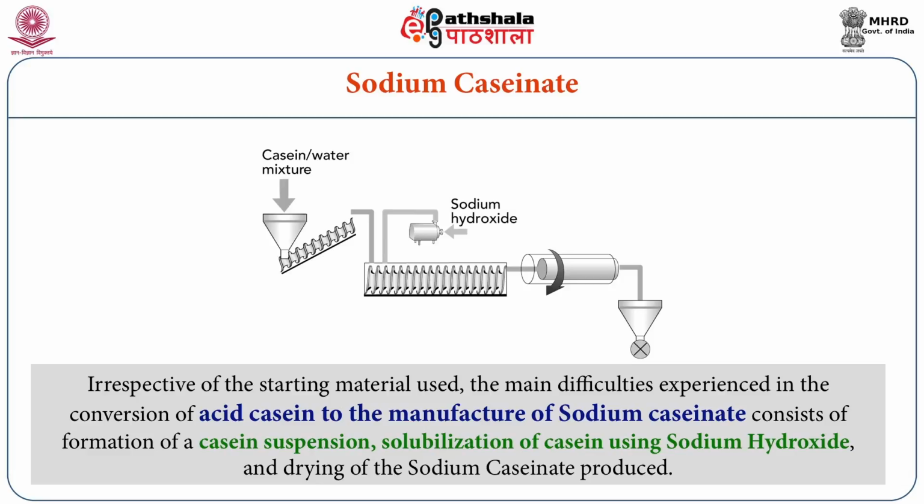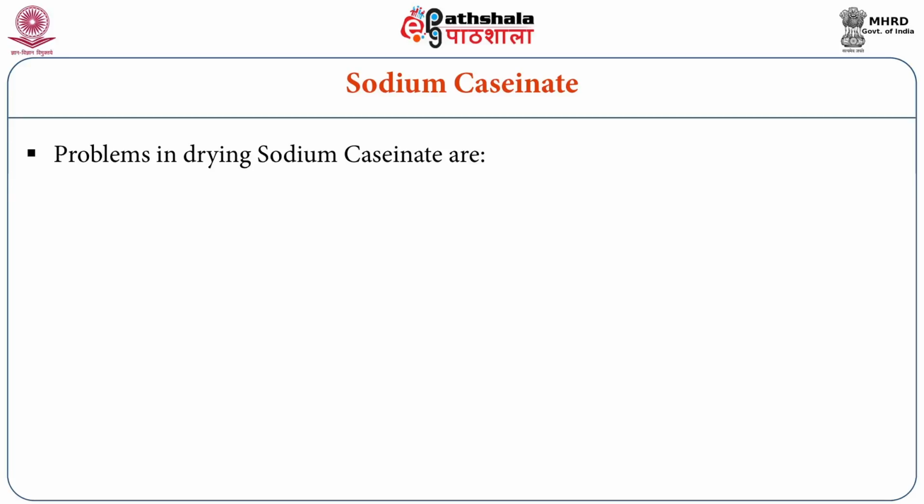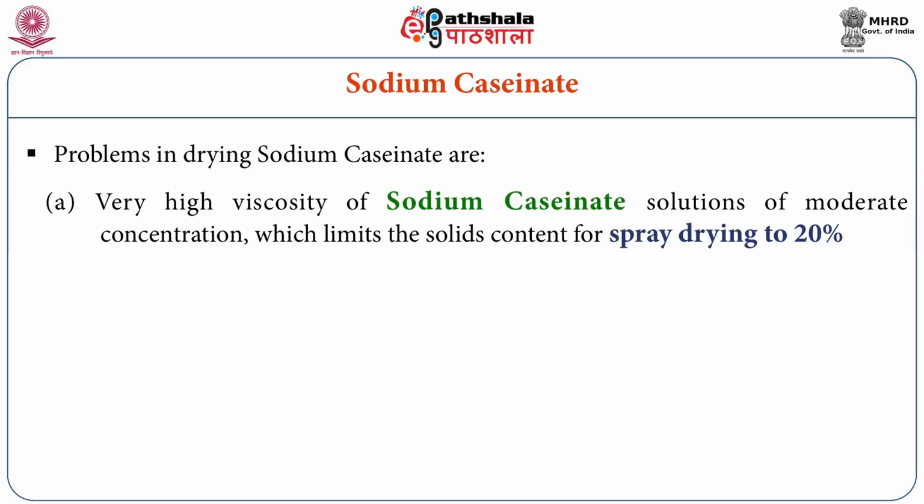Irrespective of the starting material used, the main difficulties experienced in the conversion of acid casein to the manufacture of sodium caseinate consist of formation of a casein suspension, solubilization of casein using sodium hydroxide, and drying of the sodium caseinate produced. There are certain problems involved in drying of sodium caseinate, which are very high viscosity of sodium caseinate solution of moderate concentration, which limits the solid content for spray drying to 20%.